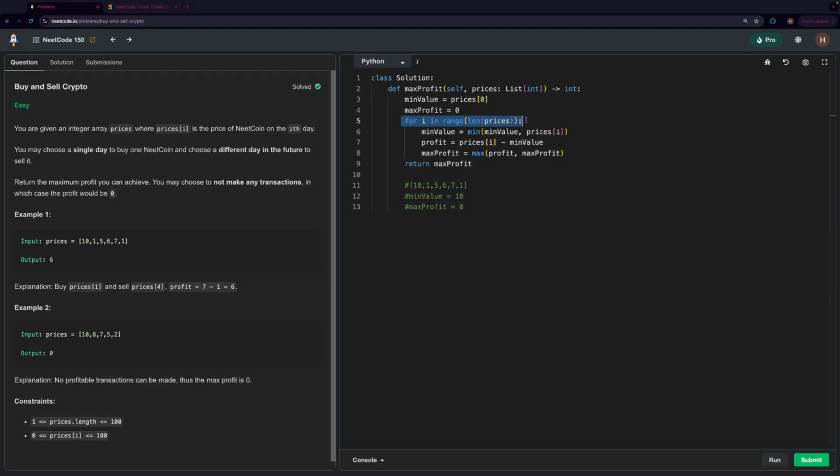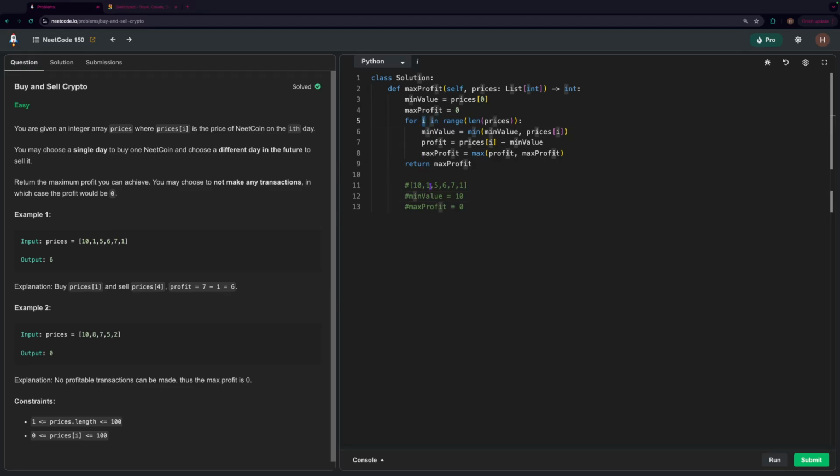So our first iteration, we keep min value as 10 because we're just comparing it with ourselves. And then price at index i, which is price 0, minus min value is just 10 minus 10, so that's 0. And max profit stays at 0. And now we can continue to the next iteration.